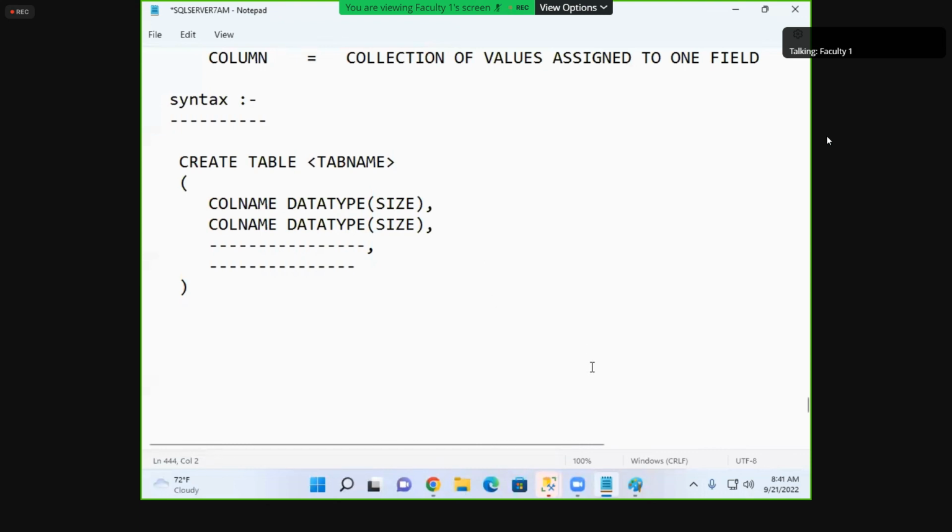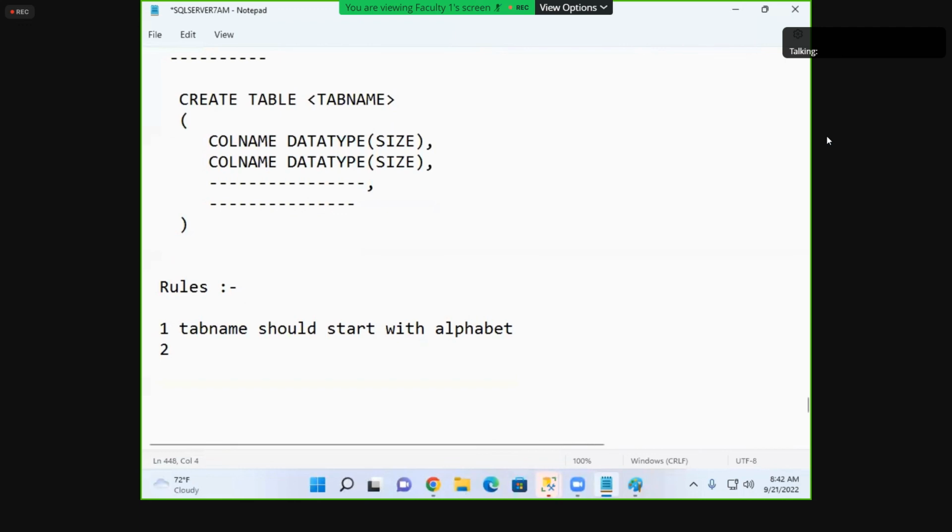So this is the syntax here for creating. But there are some rules you need to follow. What are the rules? Table name should start with an alphabet.